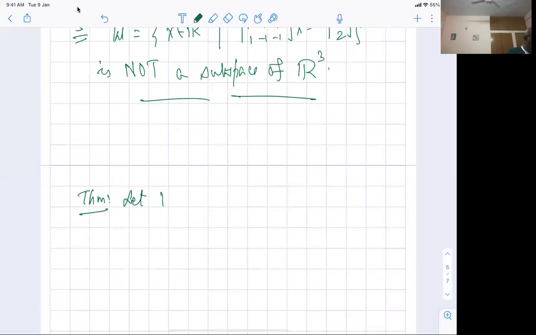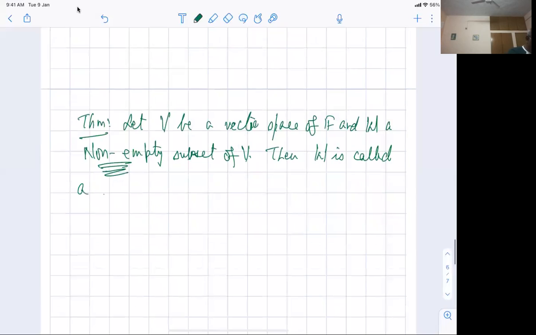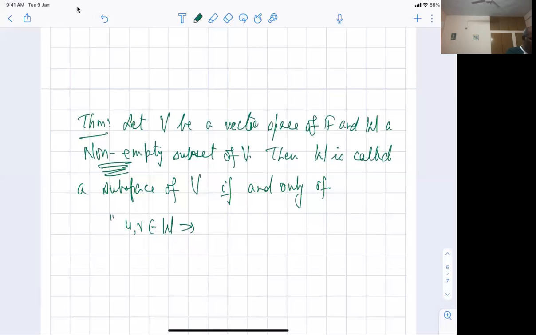Let V be a vector space over F and W a non-empty subset of V. Then W is called a subspace of V if and only if U, V belonging to W implies alpha U plus beta V belongs to W for all alpha, beta belonging to F. All right.